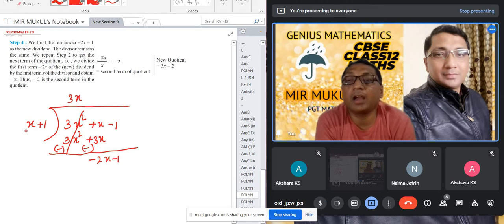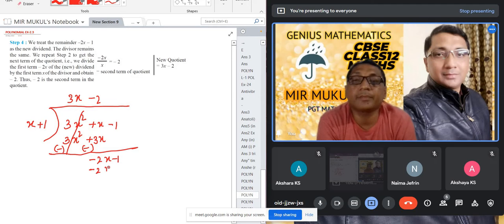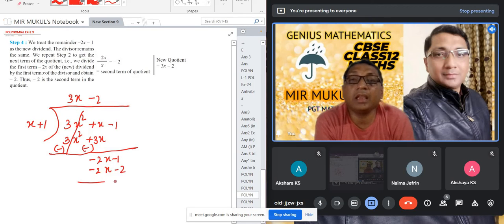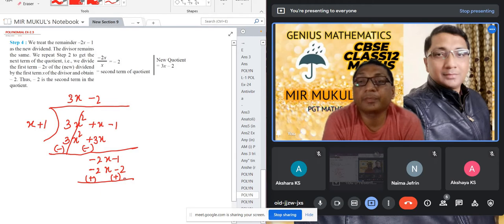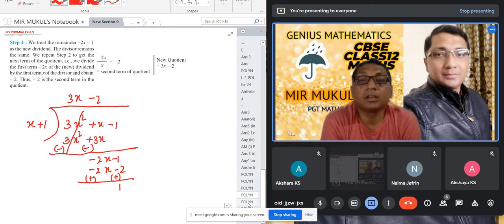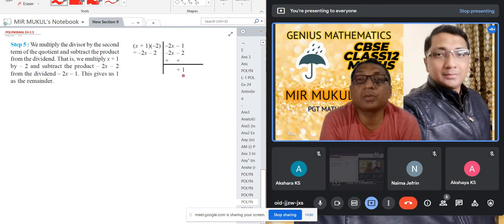Again its first term, and if we divide the first term, then minus 2 you will get. Now multiply minus 2 with x, then minus 2x. Minus 2 multiplied with 1, then minus 2. Then again the sign will be changed, here plus sign and here also plus sign. So the remainder we get is 1. Understood? So the remainder is plus 1.